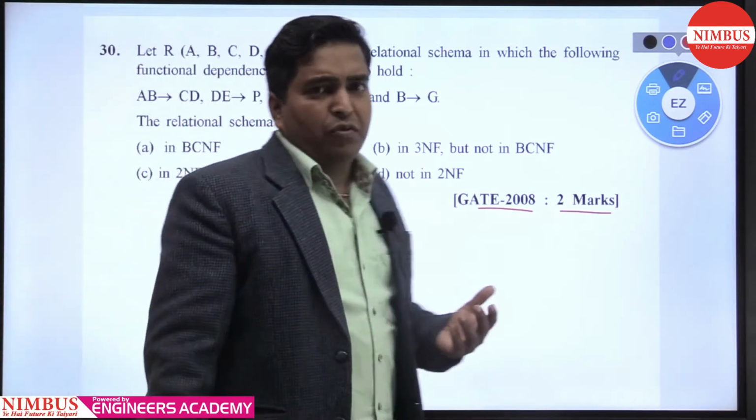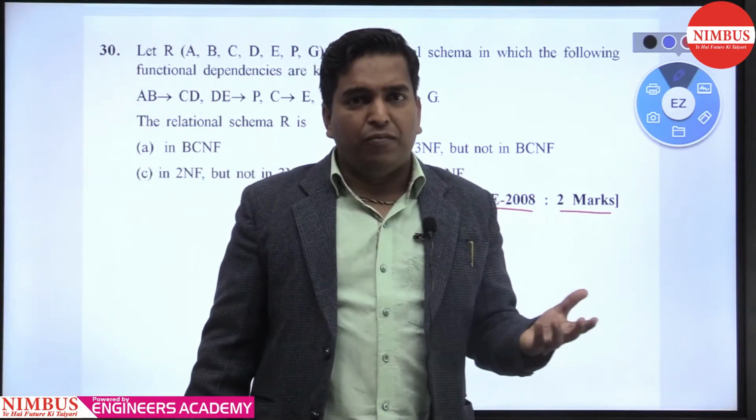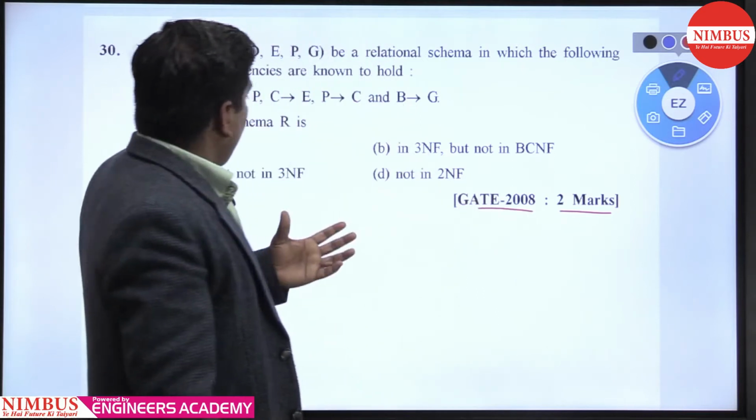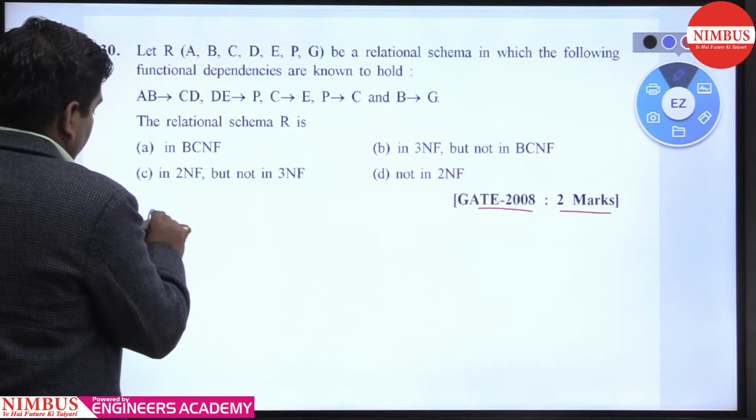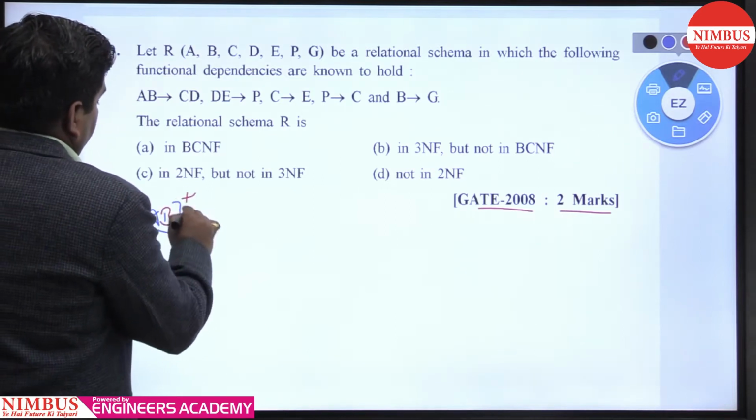Means first we have to find the candidate key, then we will tell in which normal form the relation R is in. So find the candidate key. What is the candidate key? You can find it. First we take the closure of AB.